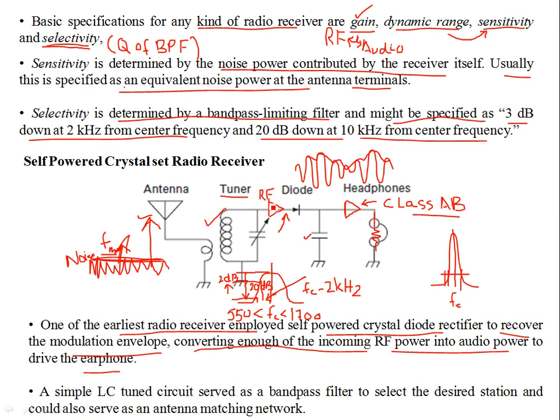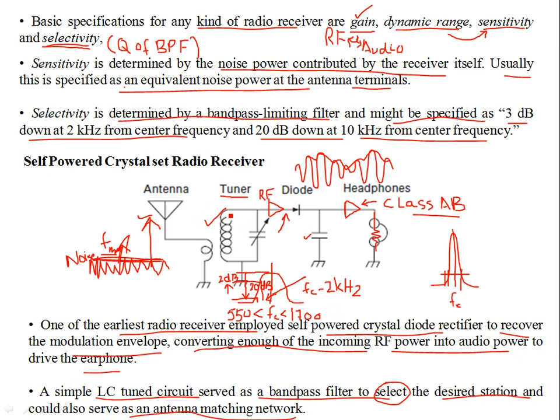And similarly, you don't have any RF amplification stage over here, which is otherwise required in modern radio sets. But it's a basic structure again. So there's a simple LC tuned circuit, which is the bandpass filter to select, and the selectivity is determined from the response of the bandpass filter. The bandpass filter is required to select the desired station, and could also serve as an antenna matching network.